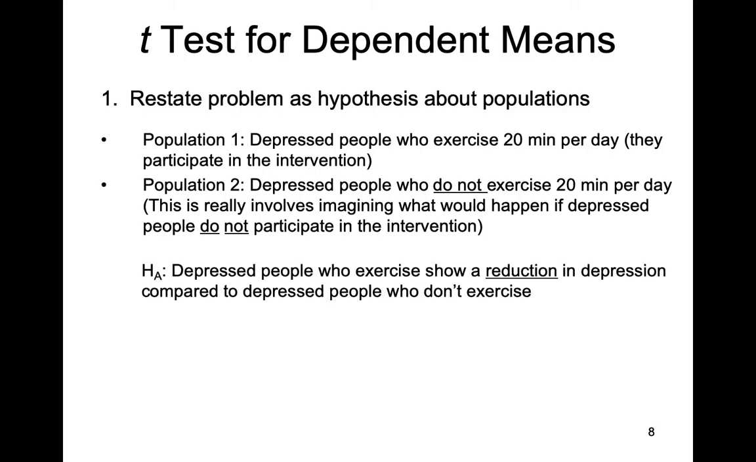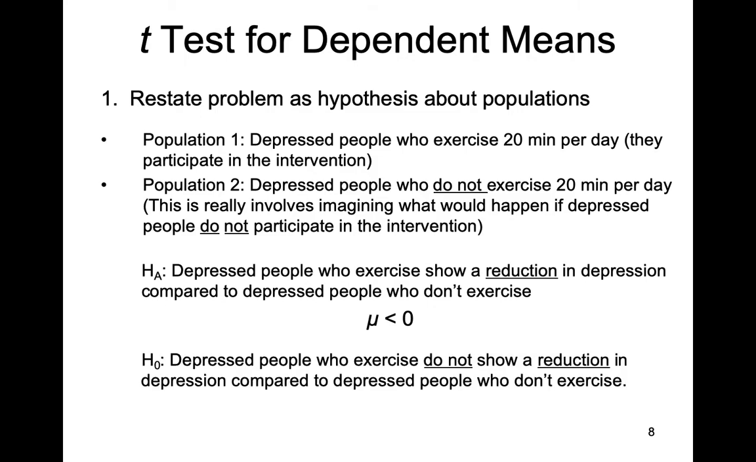Our research hypothesis is that depressed people who exercise will show a reduction in depression compared to depressed people who don't exercise. In other words, we can say that the population mean will be less than 0. What are we really saying there? We're saying that on average, there will be a reduction in depression. So the average change score should be less than 0. All right.